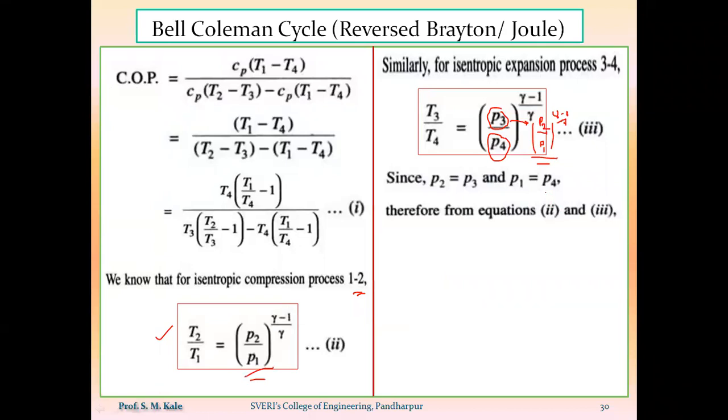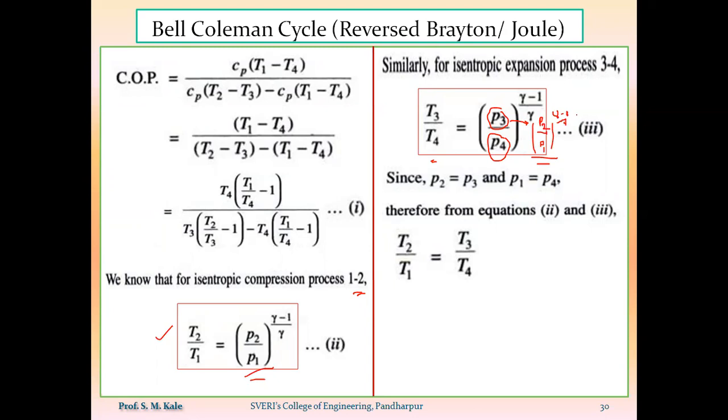As the right hand sides of equation 2 and equation 3 are the same, the left hand sides will also be the same. So I can equate the left hand side of equation 2 and equation 3, and I will get T2 by T1 is equal to T3 by T4.